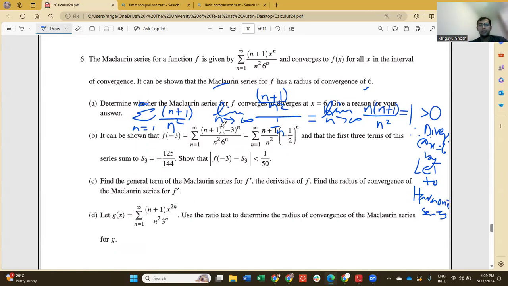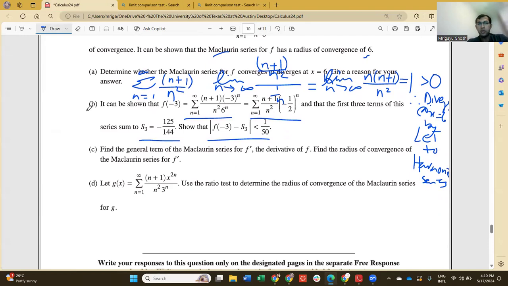Okay, good. It can be shown that f of negative 3 equals this business here, and that the first 3 terms of the series sum to this. Show that this is true. So this is going to be one of those remainder theorem problems, right? If I want to show that this is the remainder essentially, that is R sub 3, the remainder of the first three terms. That means for the first three terms, what I want to look at is the fourth term.